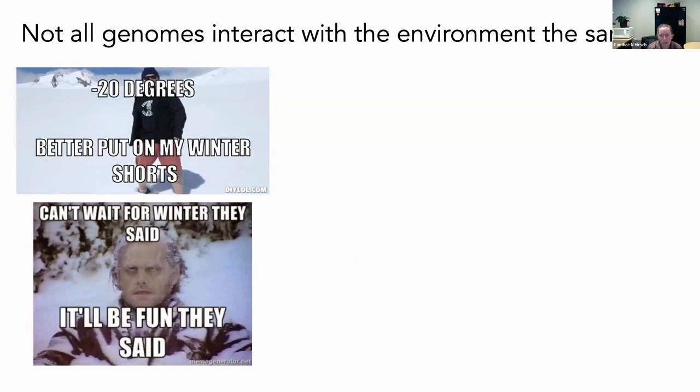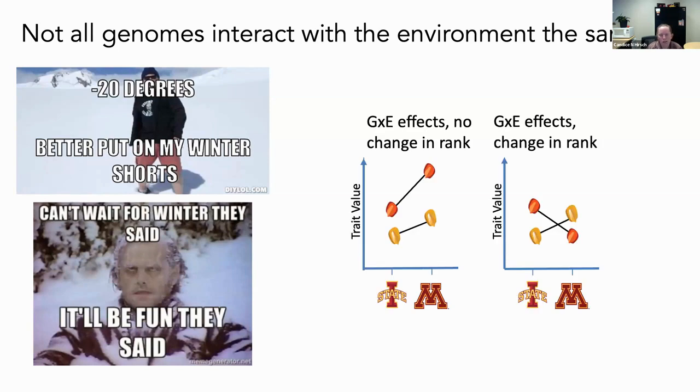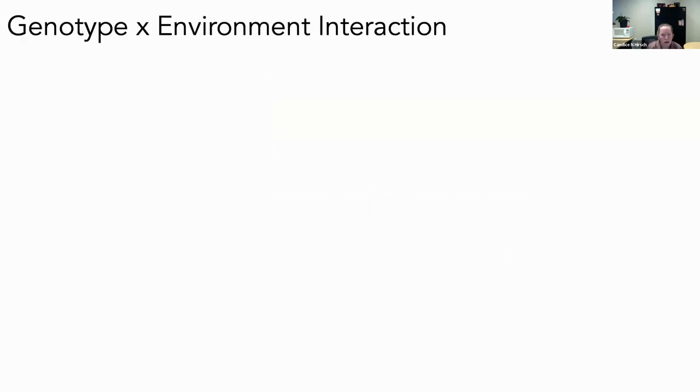And plants are the same way. You put two plants in one environment and you put them in another environment, and their yield or whatever trait we're measuring can change dramatically in terms of the ranks between those two individuals. And so we call that the genotype by environment interaction.